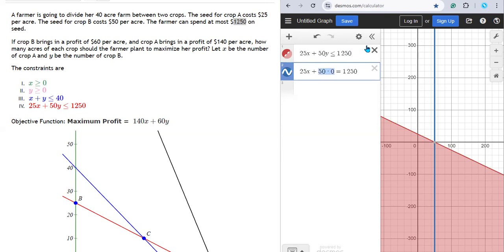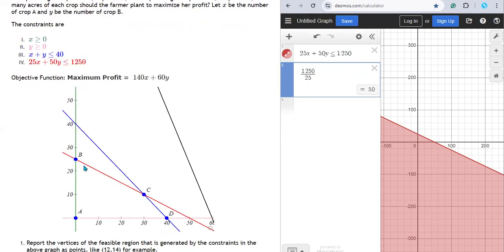So this right here is 0. And then I can divide both sides by 25. 25 divided by 25 is 1. So when Y is 0, X equals 50. This red line passes through the point X equals 50 and Y equals 0.